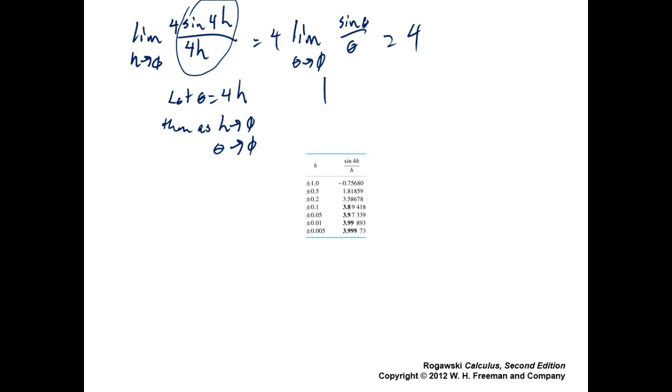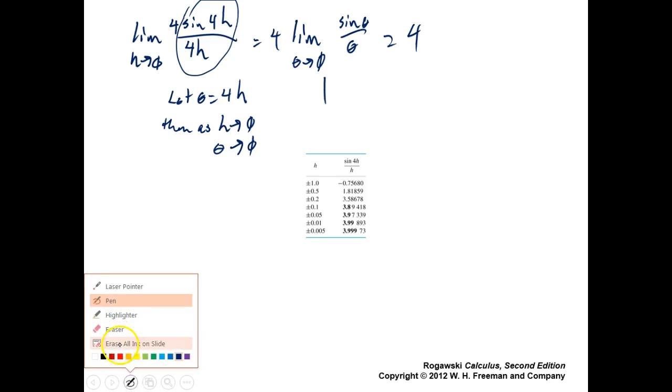Now, let's do example 3. I think I'll clear this off the slides. And now we're doing the limit as x approaches 0 of the tangent of 3x divided by the tangent of 2x. Okay? For some reason they put them in parentheses, that's fine. You don't have to, but I guess it makes it clearer.